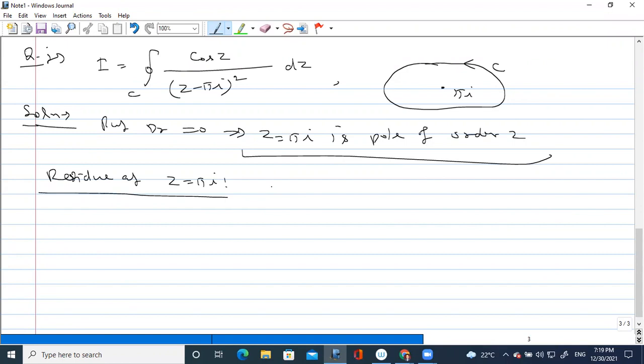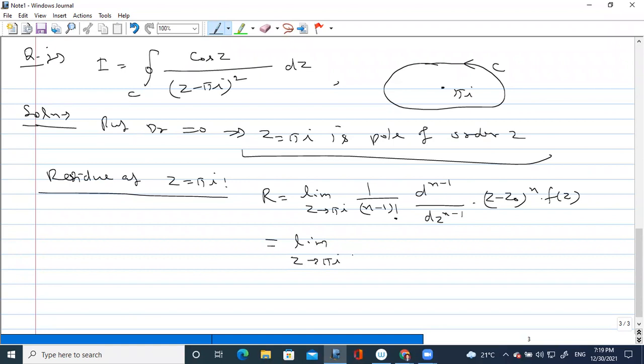What is the formula for that? Residue will be the limit as z tends to pi i of 1 upon factorial n minus 1, differentiation n minus 1 times of (z minus z0) to the power n into f(z). This was one formula. Understood? Yesterday only we have written this. So this formula you can utilize if it is a pole of order n. So in place of n it is 2, so I can apply it.